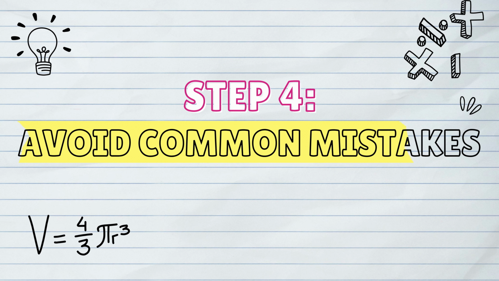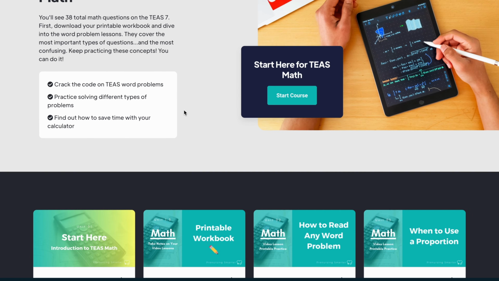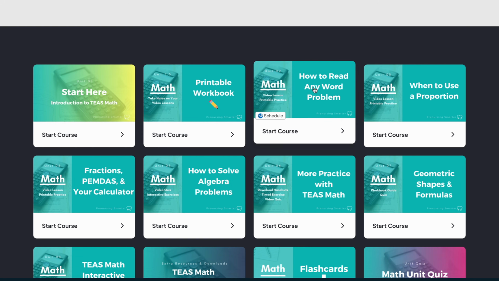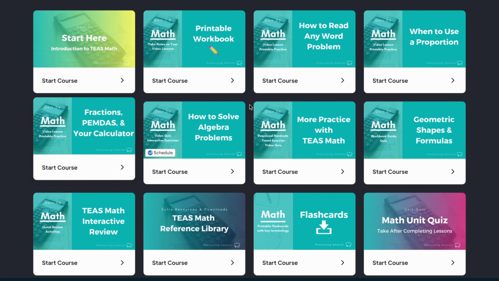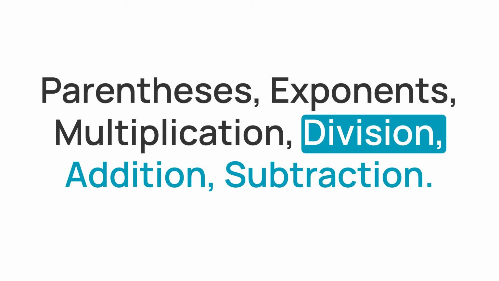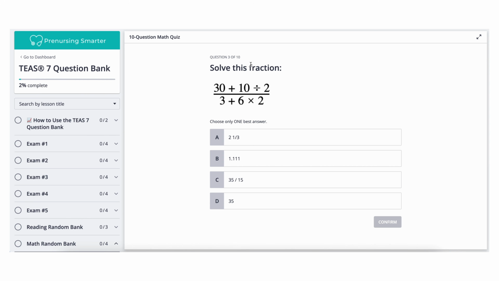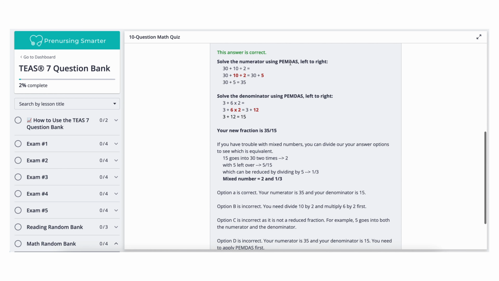Step 4 is to avoid common mistakes that the TEAS is counting on you to make. There are certain concepts and skills that a ton of students overlook when it comes to studying for TEAS math, and it's totally normal, but let's go over some of those now. So the first is PEMDAS left to right. You probably know PEMDAS, please excuse my dear Aunt Sally, or parentheses, exponents, multiplication, division, addition, and subtraction. However, you need to work left to right in any equation. And if you see division before you see multiplication, you actually need to divide first. This is a very common mistake, and it's a very easy way to miss questions on the TEAS.